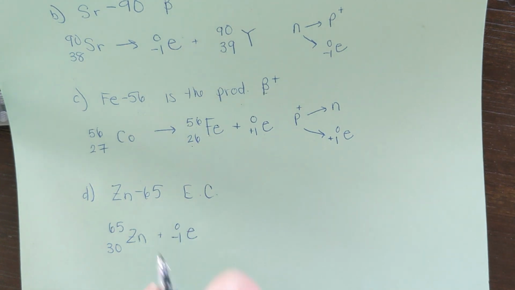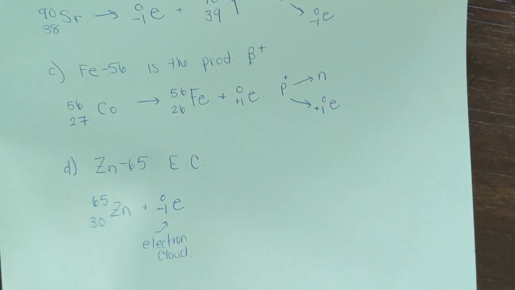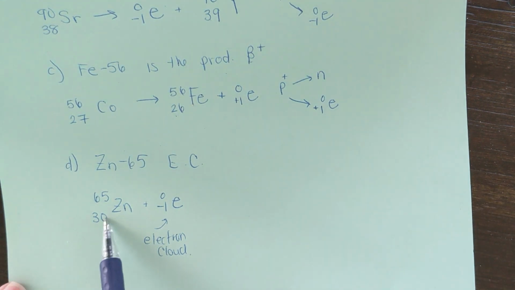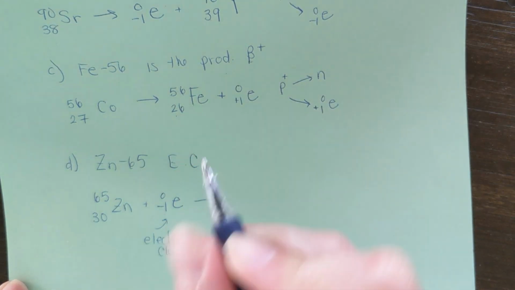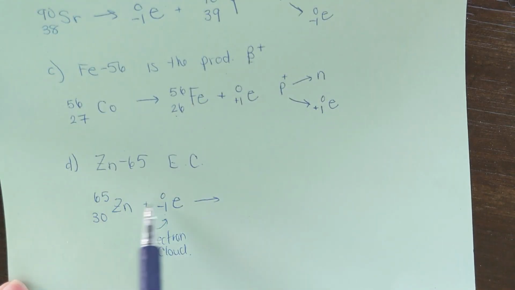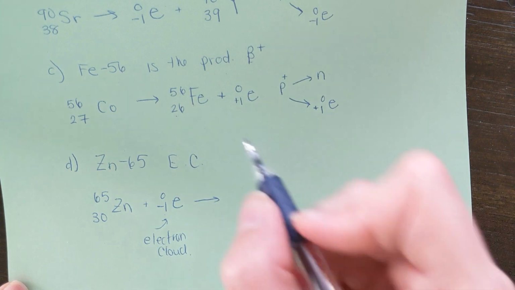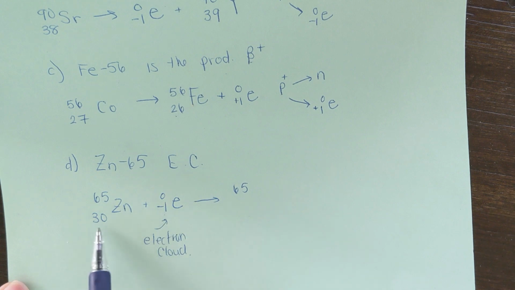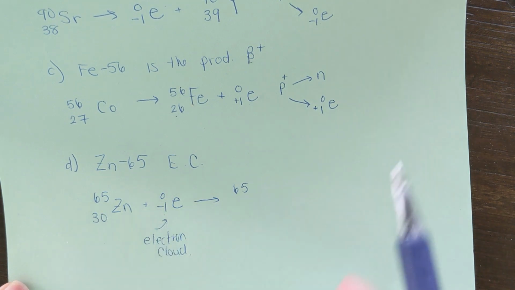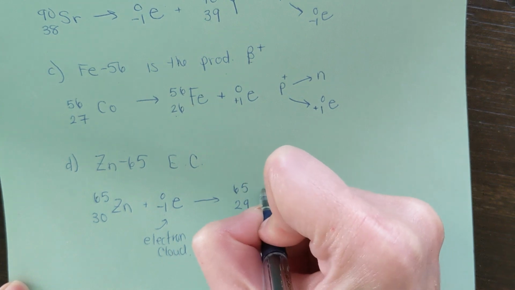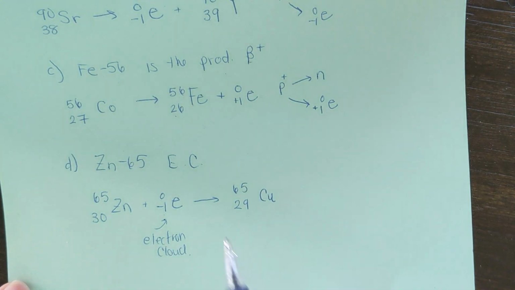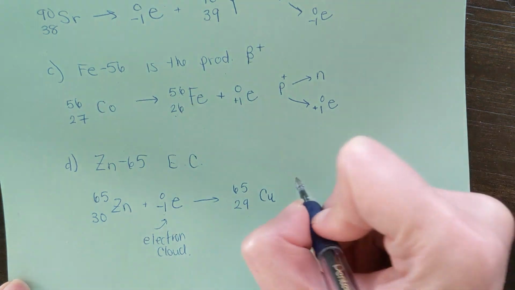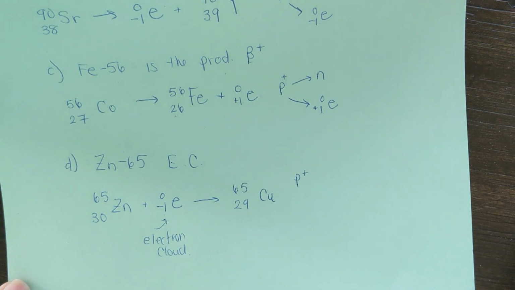So again, this comes from the electron cloud of the atom. This is one of zinc's electrons in its electron cloud. So zinc plus the electron. We're not adding any new particles into the nucleus, so we still have 65. Again, 65 plus 0 is 65. If we look at the bottom, we have 30 plus a negative 1, which gives us 29, which gives us copper.